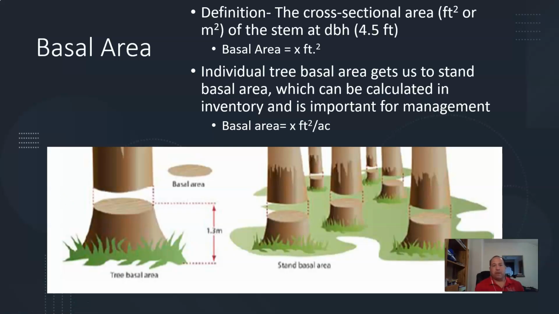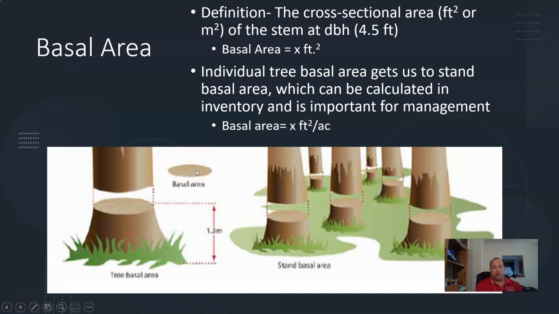And so when we're talking about basal area, our definition of basal area is the cross-sectional area of the stem at DBH. So if you're saying the basal area of a tree, you're saying that that tree has X number of square feet. And so we're talking about this idea that if we were looking at an individual tree, 4.5 feet or 1.3 meters up from the stump, we'd be saying this area right here.